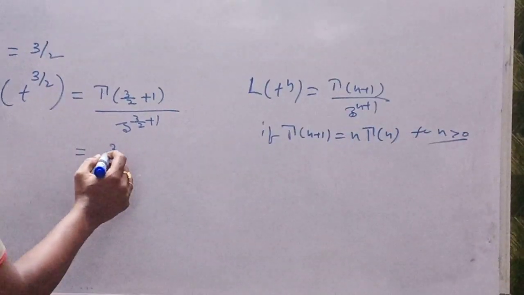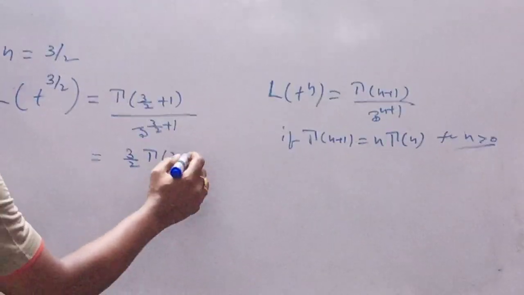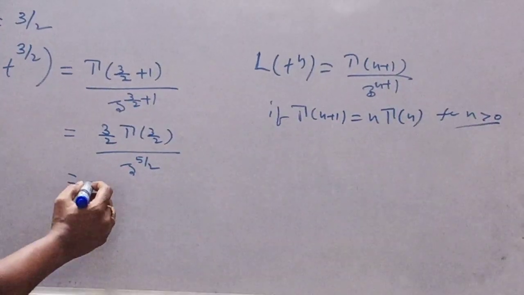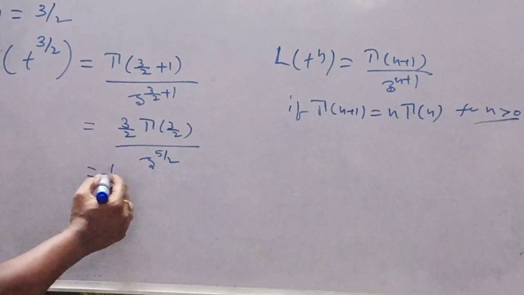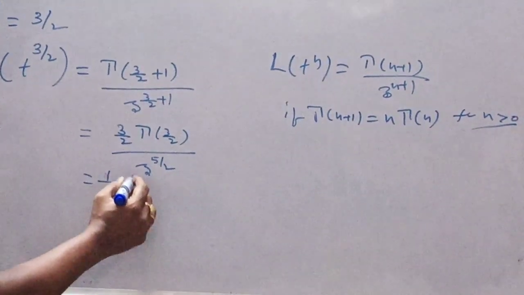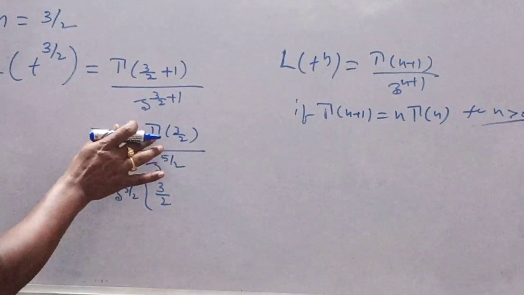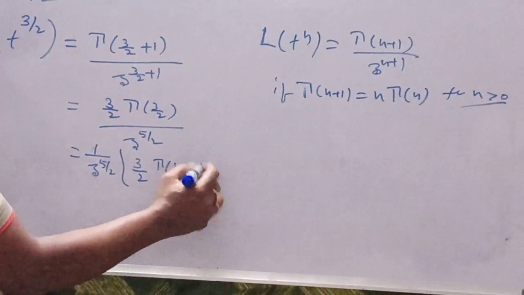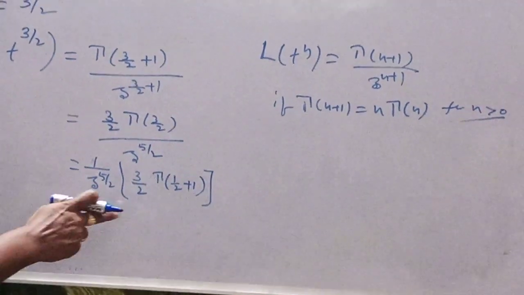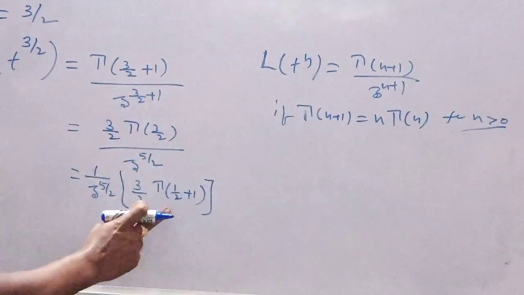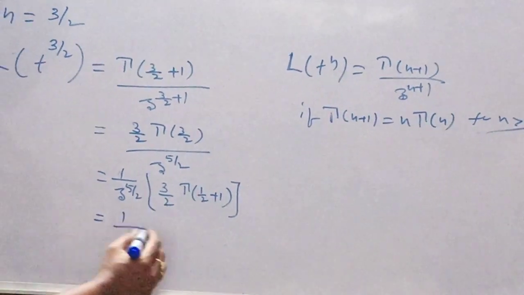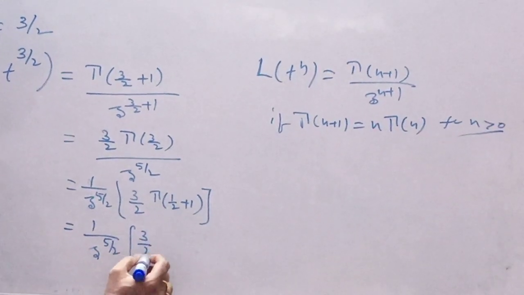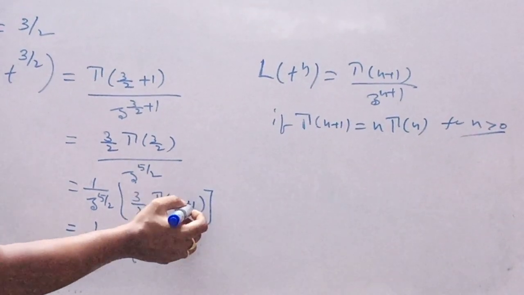So it is 3 by 2 into gamma of 3 by 2 by s to the power of, 3 plus 2, 5 by 2. So 1 by s to the power of 5 by 2 into 3 by 2 into gamma of 3 by 2. Again, gamma of 3 by 2 can be written as gamma of 1 by 2 plus 1. Again you apply the same n plus 1 formula, where n equals 1 by 2.